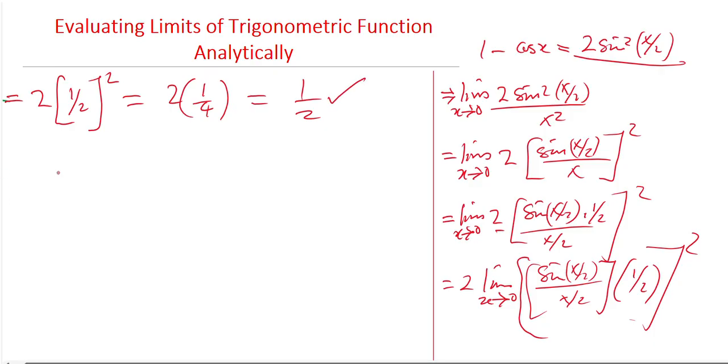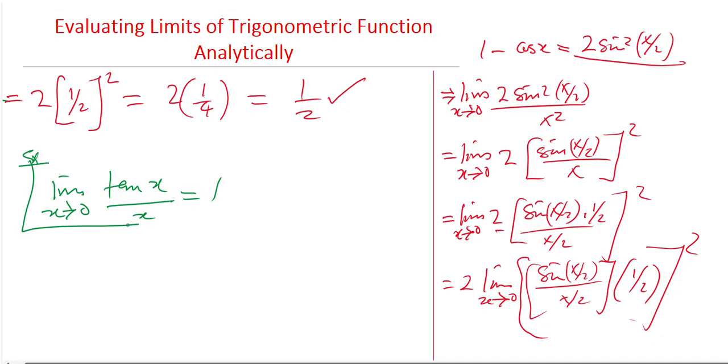Let's take one more example, and one core identity. Now, the limit as x approaches 0 of tan x all over x is equal to 1. So this is one of them that needs to be known. All right, and we can derive this. Let's see if this is correct.